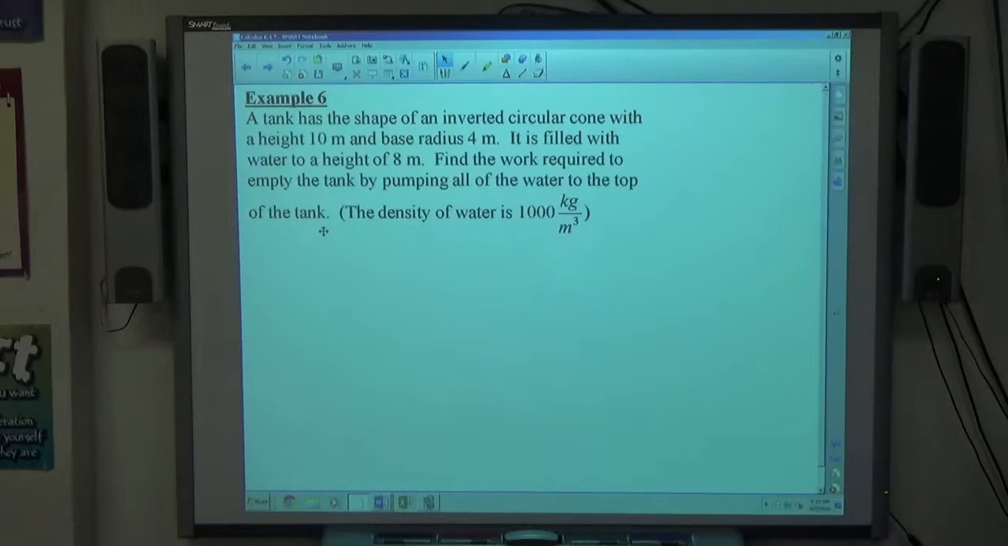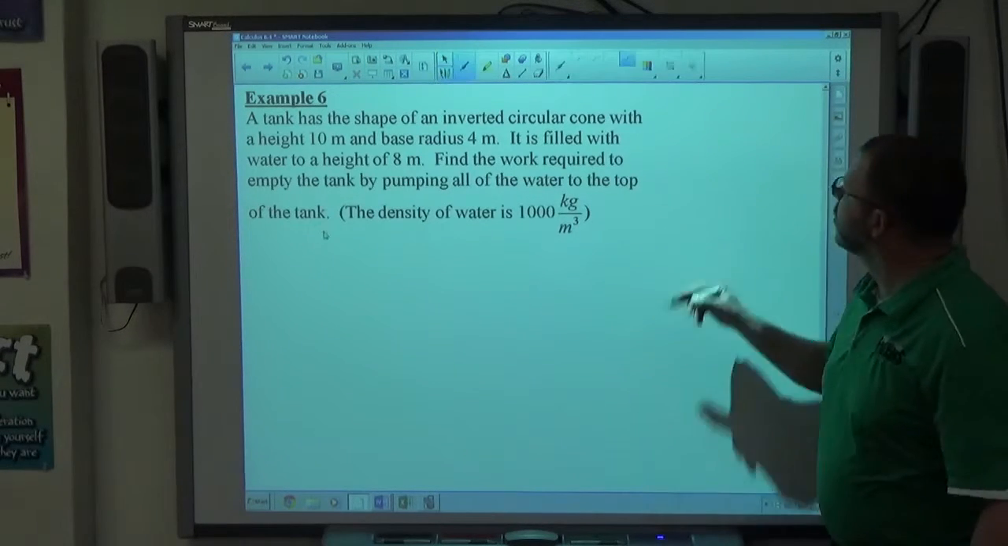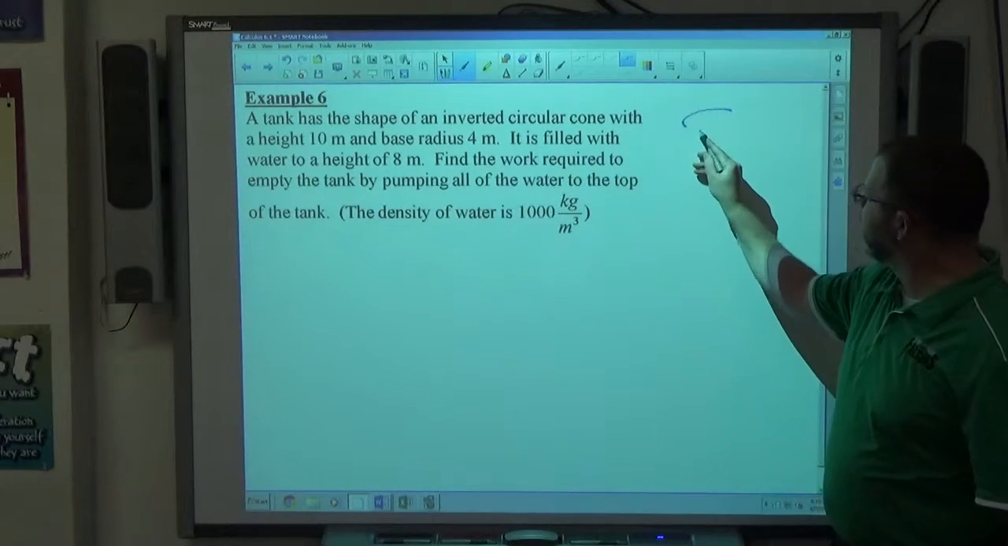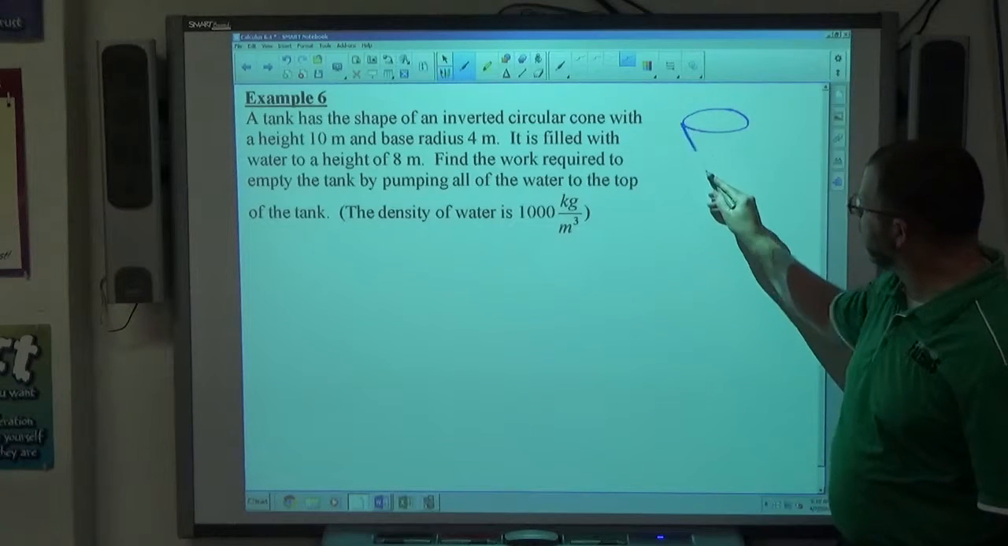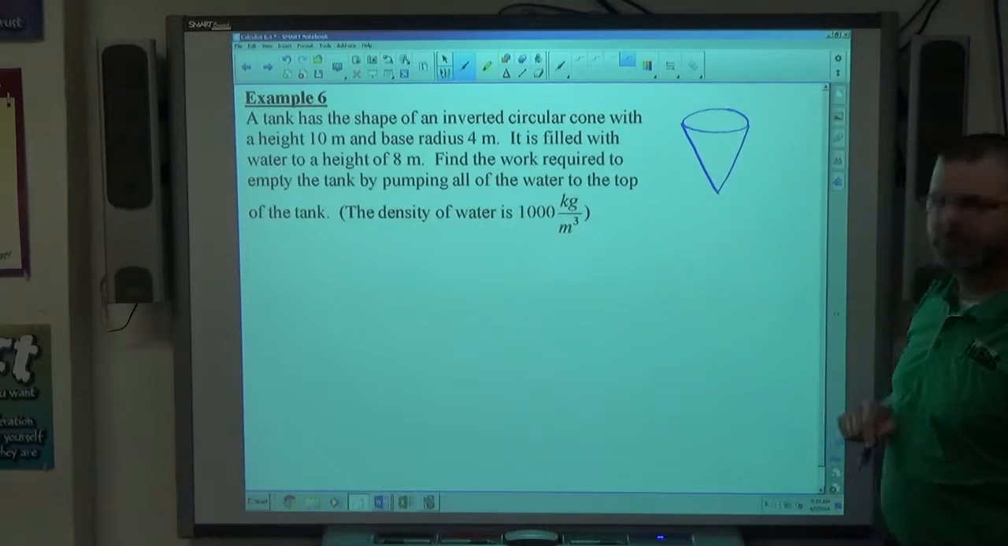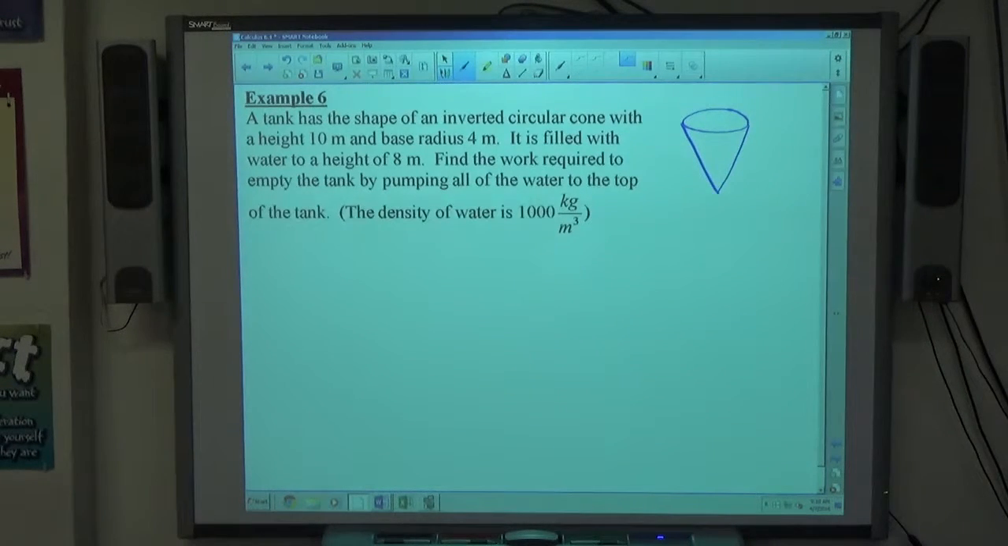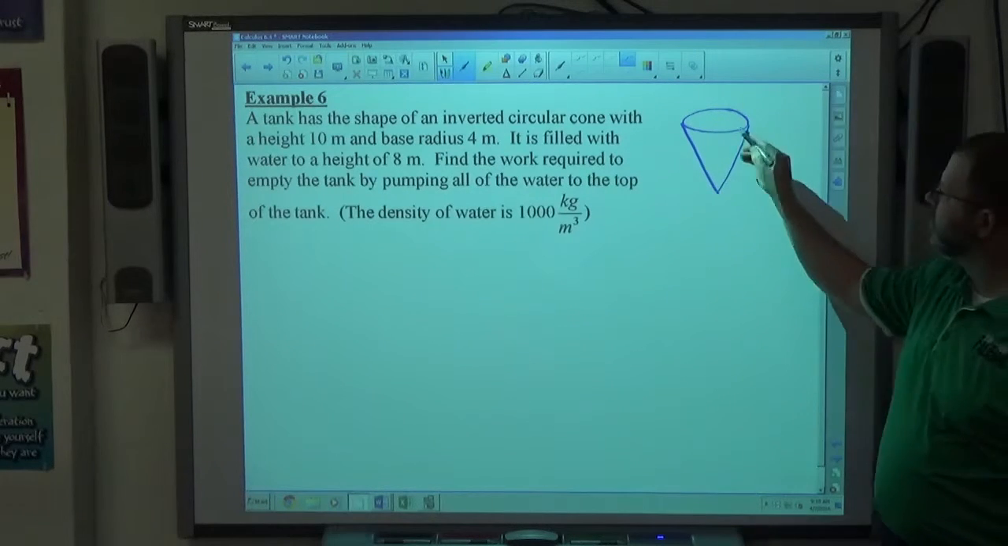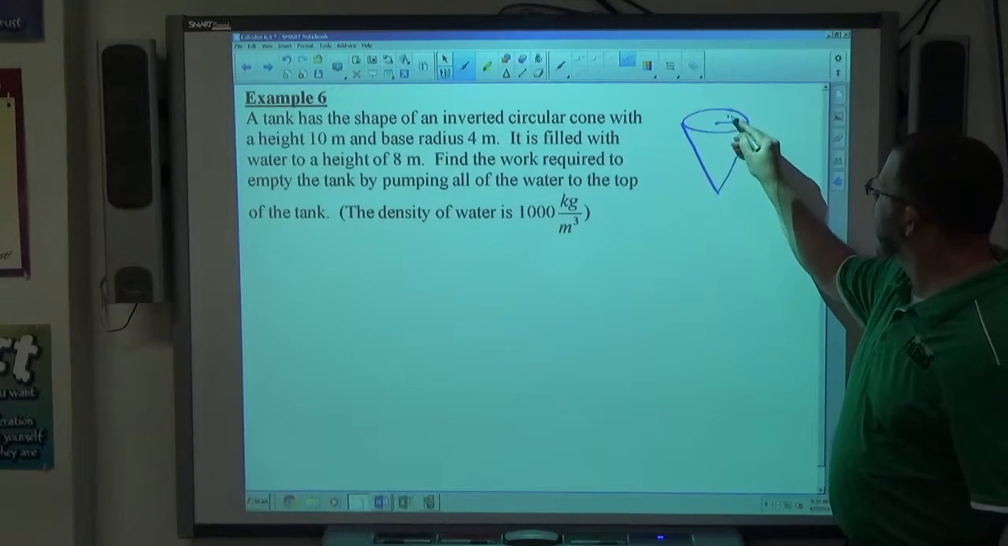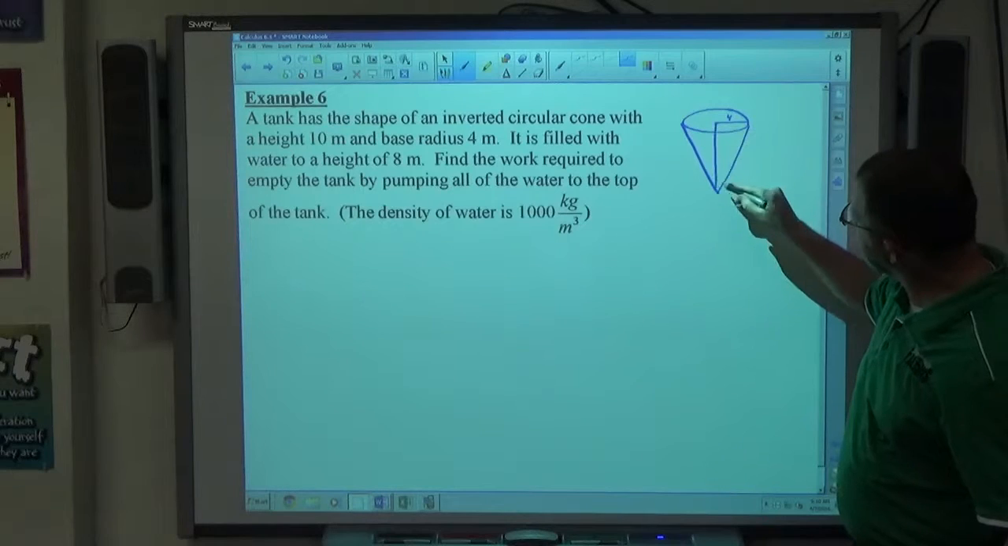6. A tank has the shape of an inverted circular cone with a height of 10 meters and a base radius of 4 meters. So let's first of all draw the tank. So the tank is right here. It's got an inverted cone, which means that the base is going up and the point is going down. The base radius is 4 meters. And the height of the cone is 10 meters.